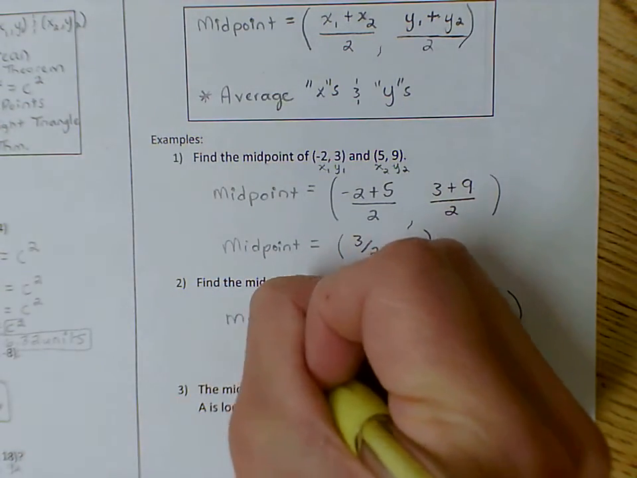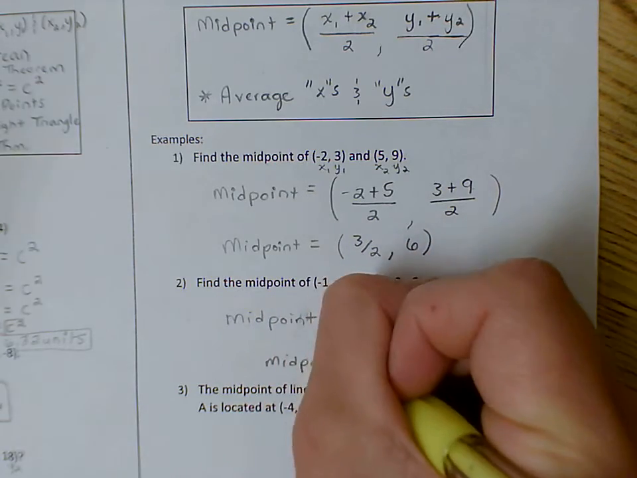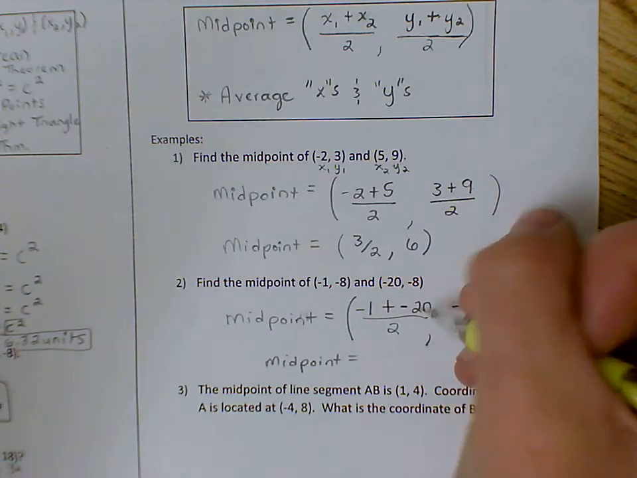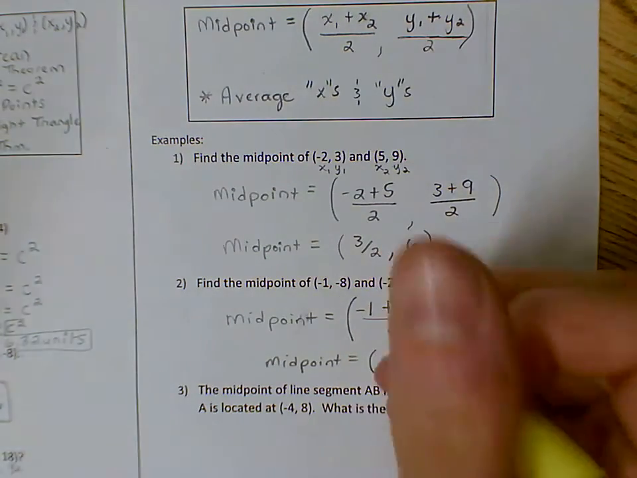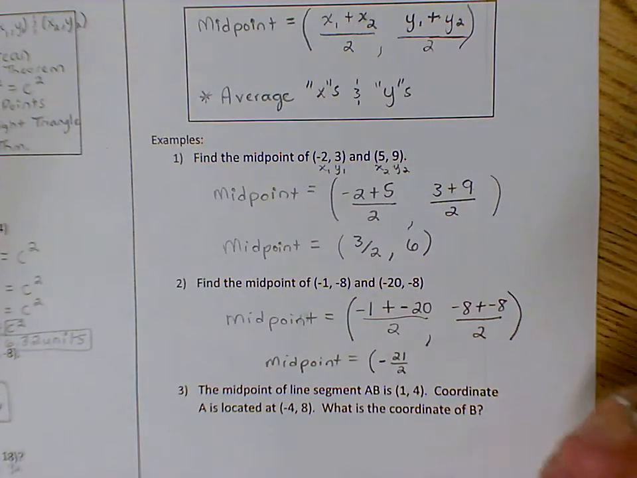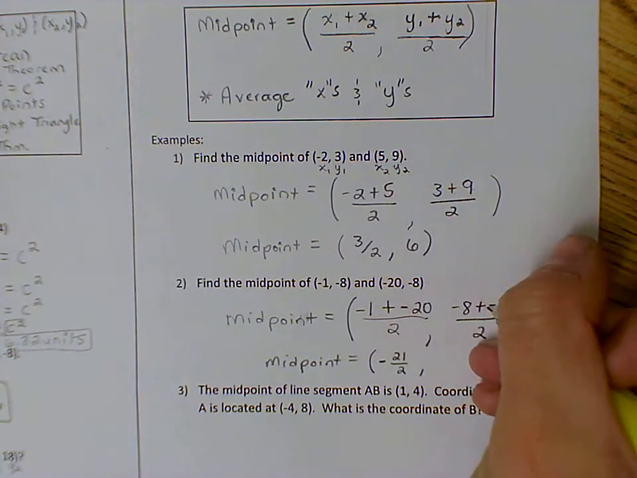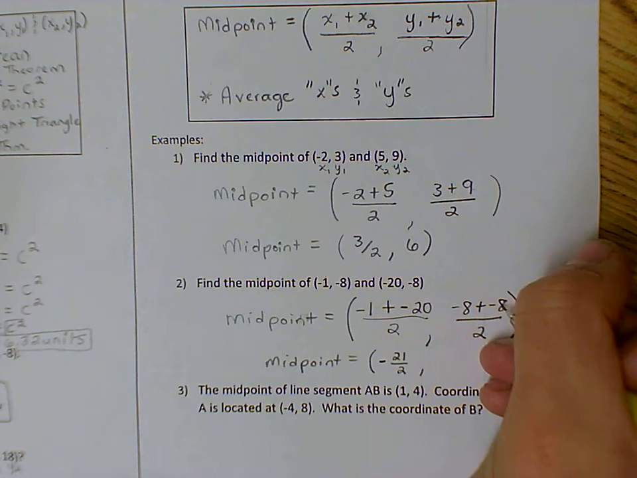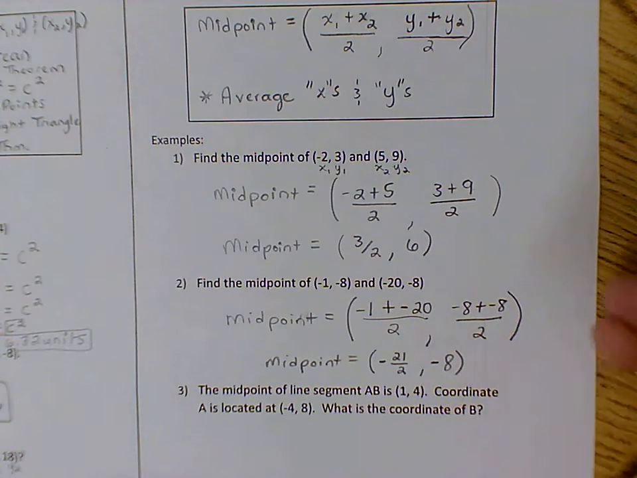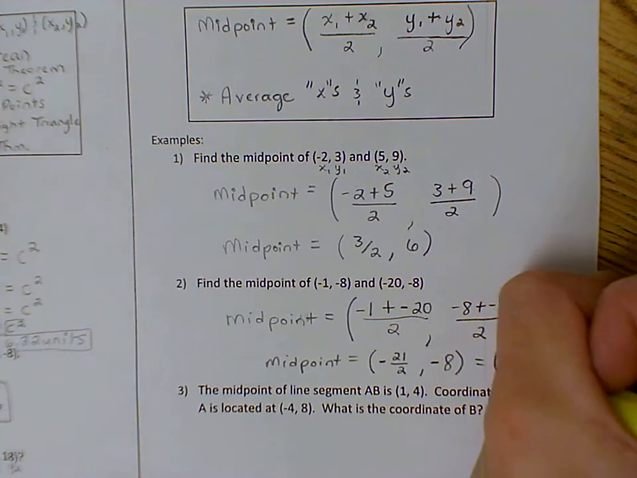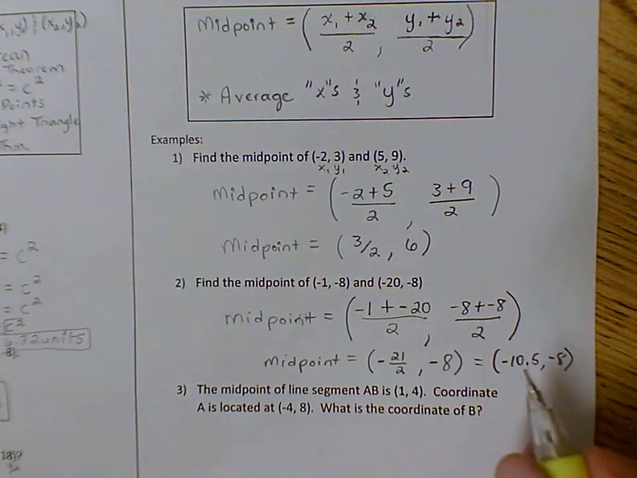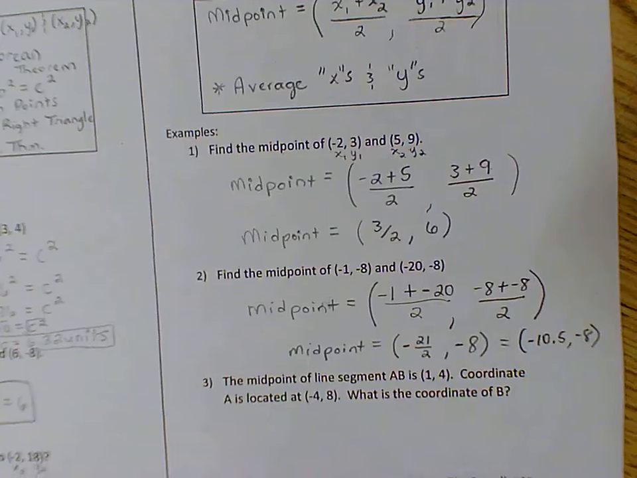So if I simplify that, -1 plus -20 is -21, and then divide by 2, that would give me a decimal, so I'm going to leave it as -21 over 2. And then -8 plus -8, that's -16, but then divide by 2, I get -8. Okay, so your midpoint would be that, or if you actually wrote it as a decimal, it'd be -10.5, -8. Okay, and sometimes when you're graphing, it is easier to think of as a decimal.